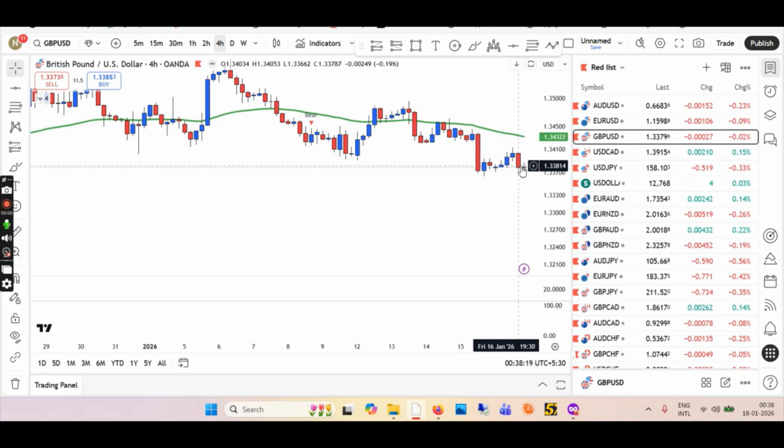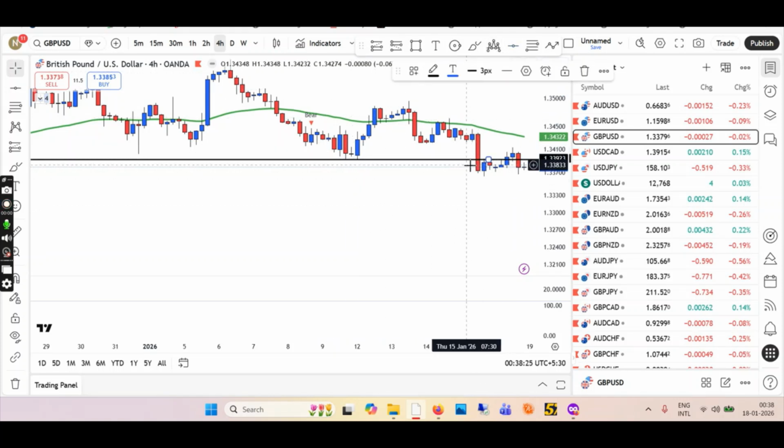Pullback has happened. This red candle could be confirmation. Okay, so this swing is broken. Let me put the line right here. That's it. Okay, so this last support swing low is broken by this big bearish candle. Do you understand? Then pullback has happened, and then this confirmation has come. We will go down. That's it.